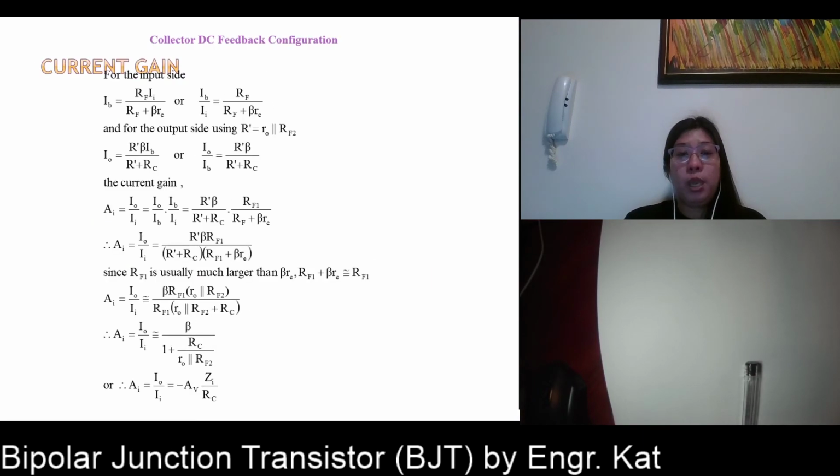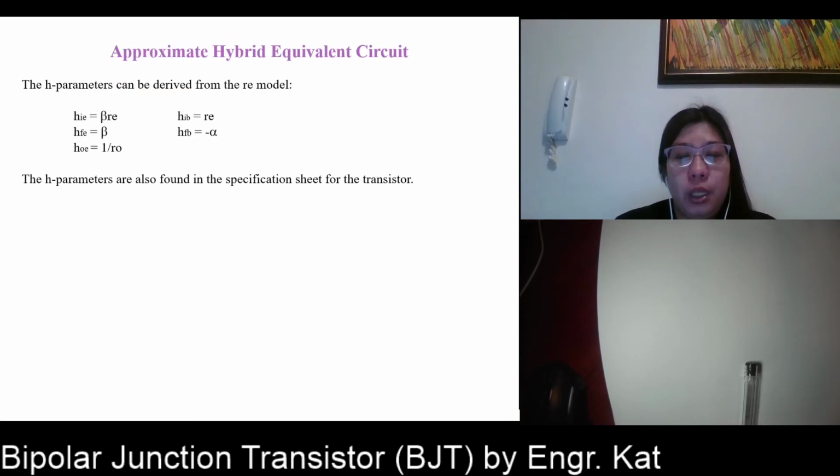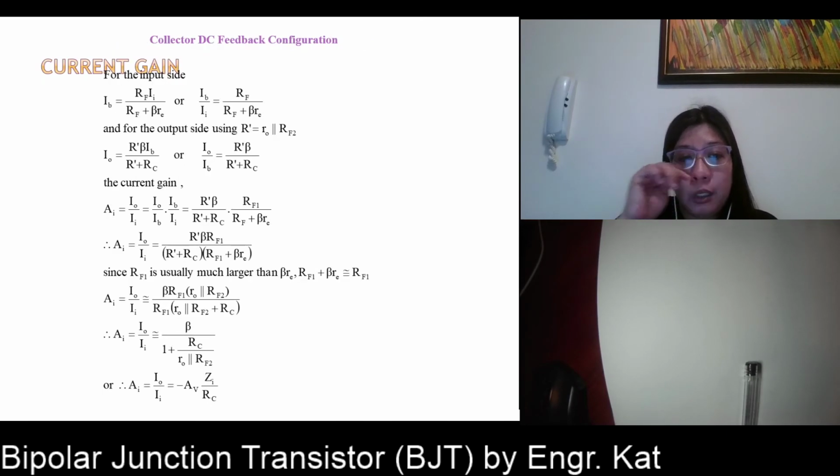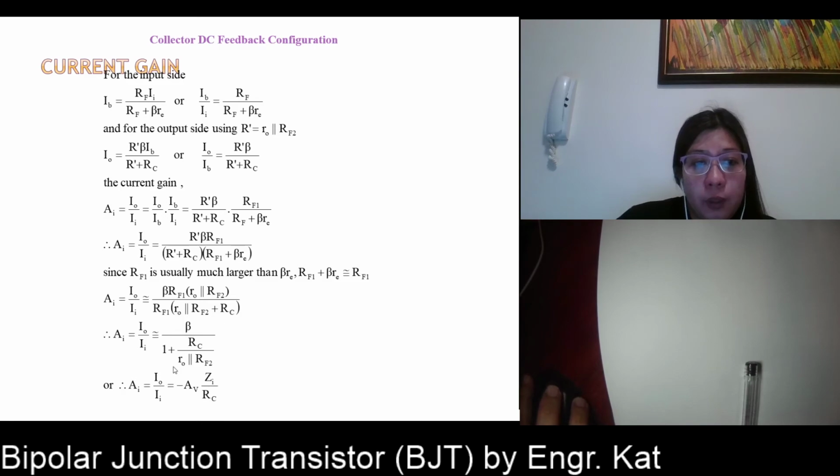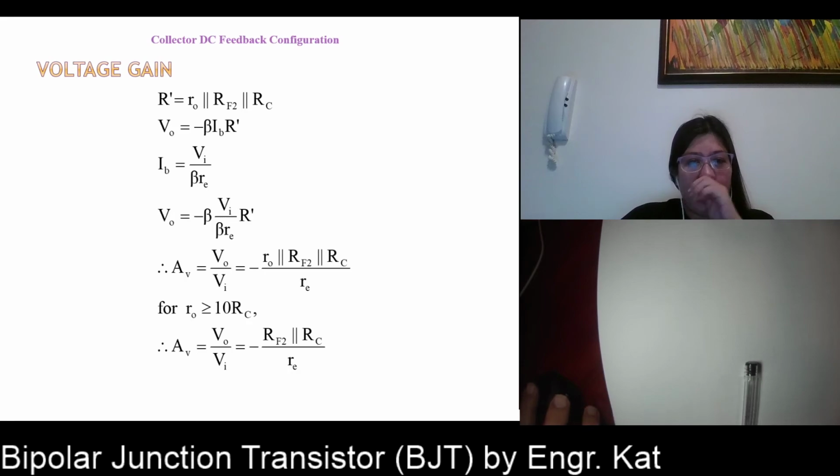Okay? So here are the derivations. The important thing is you solve for the value of your current gain. As you can see, the formula for the current gain is just the same formula that we had, and also for the voltage gain. The only difference is the parallel combination of RF2 and your RC. Okay?